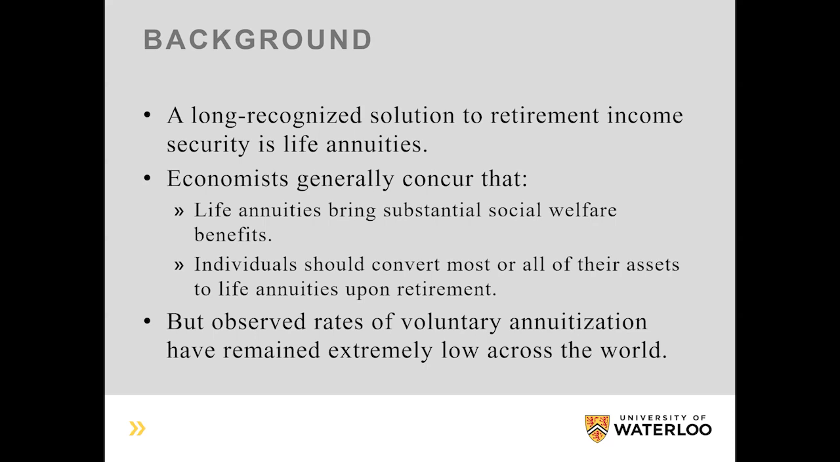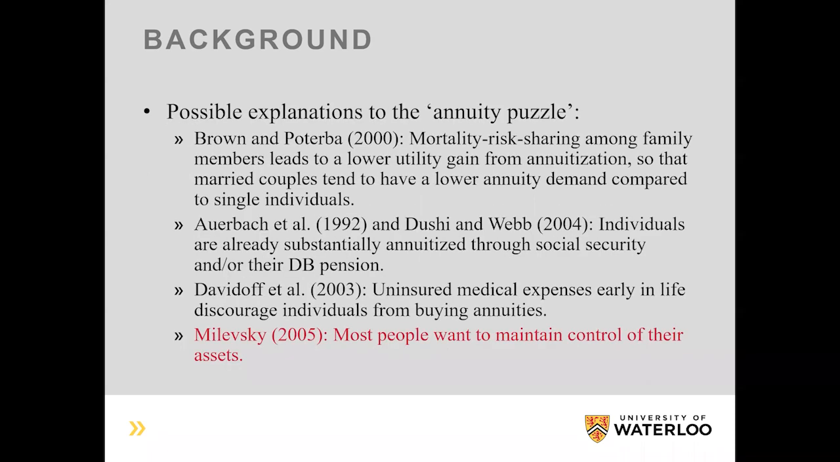Nevertheless, observed rates of voluntary annuitization have remained low and in fact extremely low across the world. The inconsistency between the economic arguments and the observed rates of annuitization is known as the annuity puzzle. There are different explanations to the annuity puzzle.